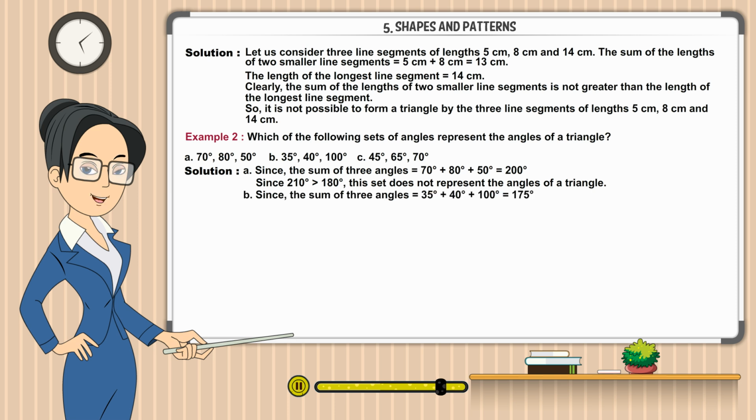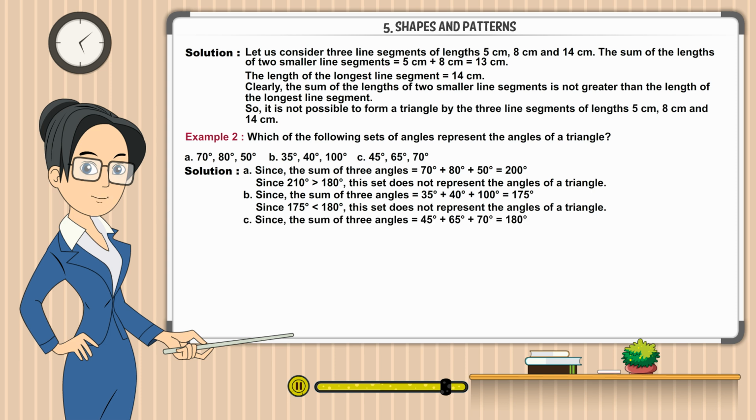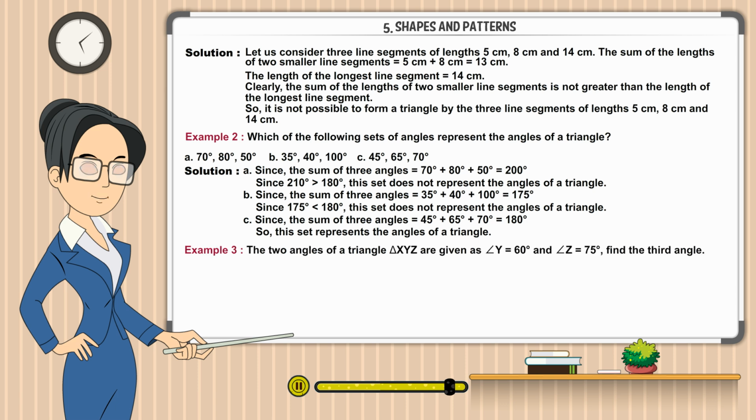B. Since the sum of three angles is equal to 35 degrees plus 40 degrees plus 100 degrees is equal to 175 degrees. Since 175 degrees is less than 180 degrees, this set does not represent the angles of a triangle. C. Since the sum of three angles is equal to 45 degrees plus 65 degrees plus 70 degrees is equal to 180 degrees. So, this set represents the angles of a triangle.